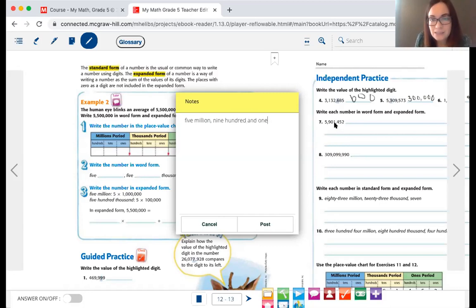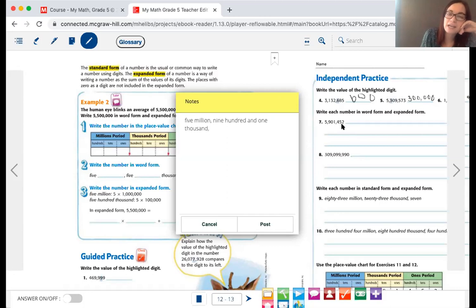But then I need to say the place value word because I see a comma. So I need to say the period that it is in. And I know that that's the thousands period because it goes the ones, the thousands, then the millions. So I have 901,000.